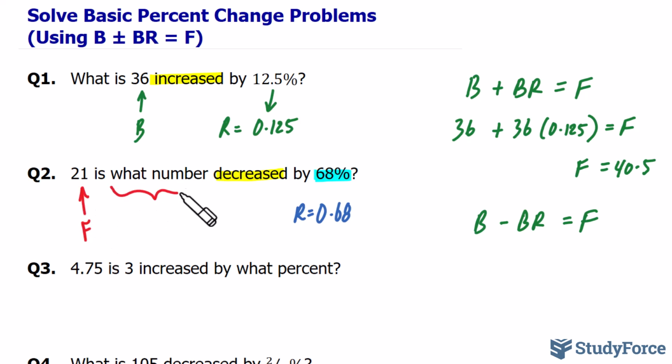And this what number happens to be the base amount. Because remember, the base and the percent change are usually connected in the statement. So we're looking for a base amount that when decreased by 68% becomes 21. Let's go ahead and substitute those values. We have B that's unknown. We have our rate, which is 0.68, and our final happens to be 21.